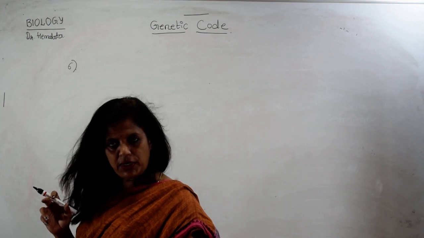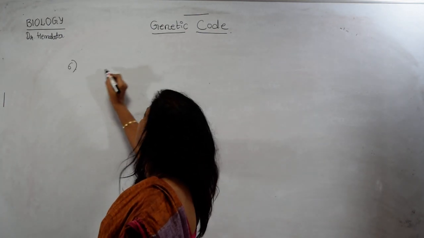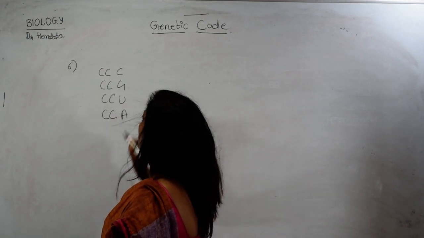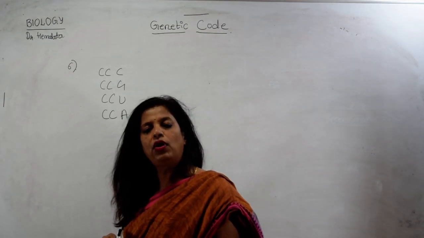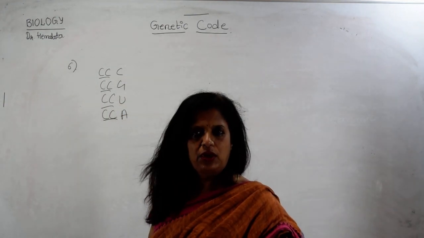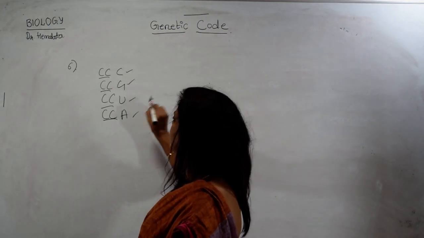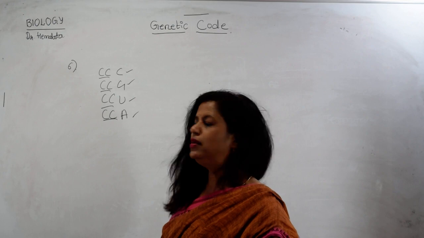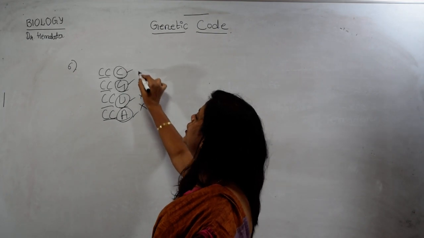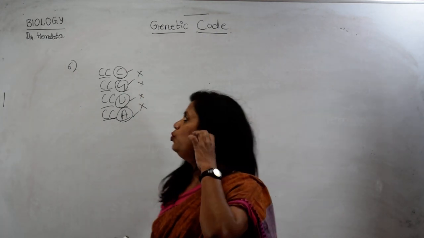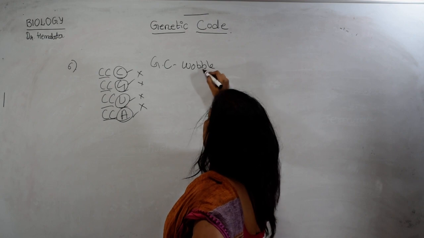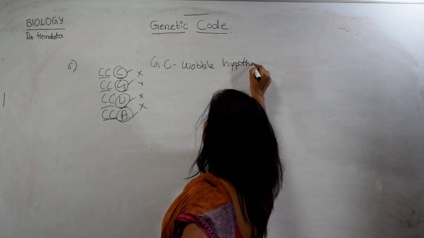If there is degeneracy of codons, imagine I have written CCC, CCG, CCU, CCA, all coding for proline. Here one thing you can observe very commonly is that the first two bases are common in all. Only the last bases are changing. The last base is not a deciding factor. This is not important at all for the coding language. This is what we say: the genetic code shows the wobble base, or the wobble hypothesis.